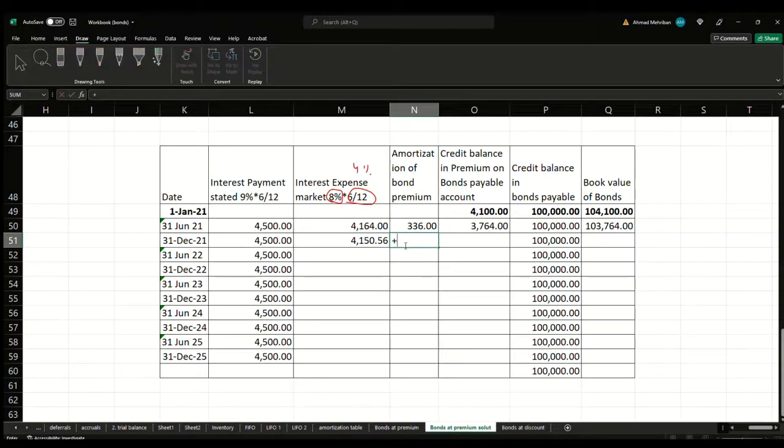And then that's going to be interest expense, and the difference between the interest expense and the interest payment is going to be our amortization. Again, I can just drag the formula, and if I click on it, I will see the details. So the interest payment minus the interest expense will be equal to our amortization of bond premium at that point. And my credit balance will be again 3,764 minus 349, which is going to be 3,414 or 15 if we round it up.